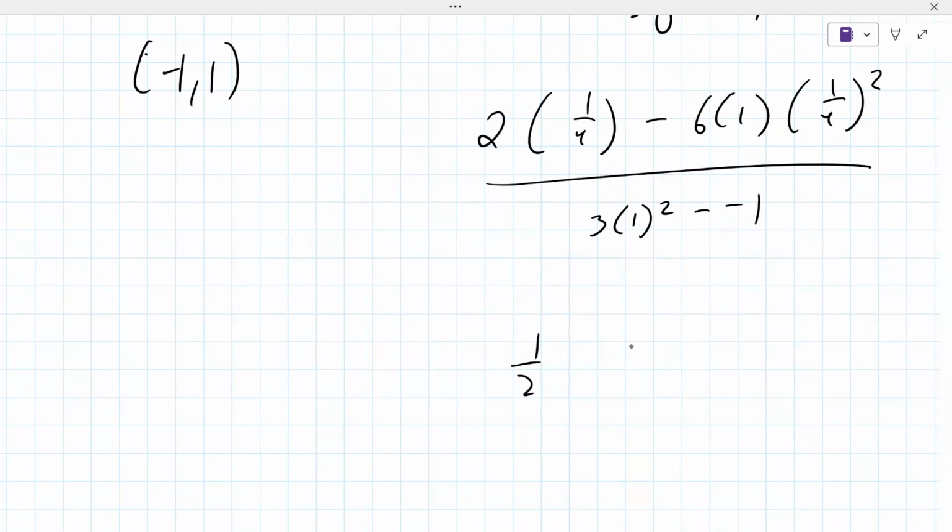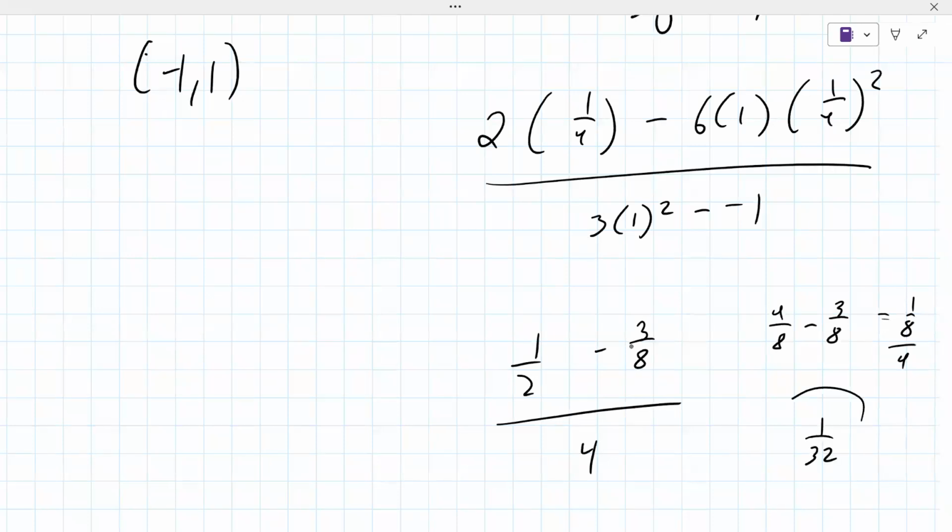1/2, 6 times 1 over 16 is 3/8, all over 4. So 4/8 minus 3/8 is 1/8 over 4, which is 1/32. A lot of work.